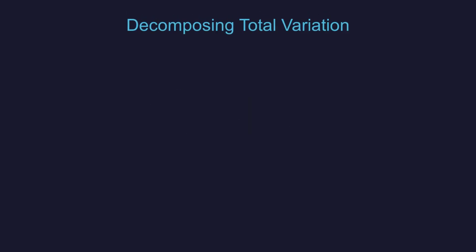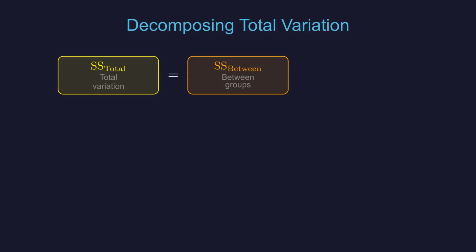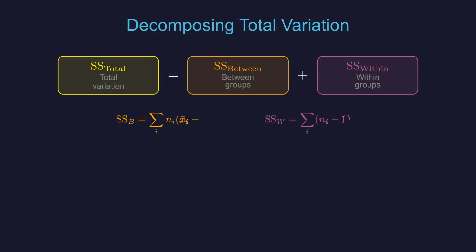ANOVA decomposes the total variation in the data into two parts. The total sum of squares, SS total, measures overall variation. SS between measures how much the group means vary around the grand mean. This is the signal. SS within measures how much individual observations vary within each group. This is the noise. Here are the formulas.